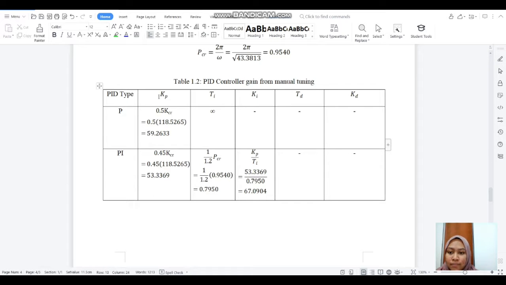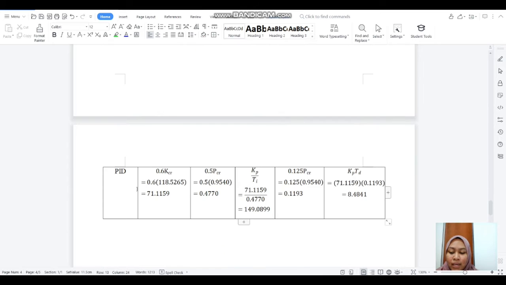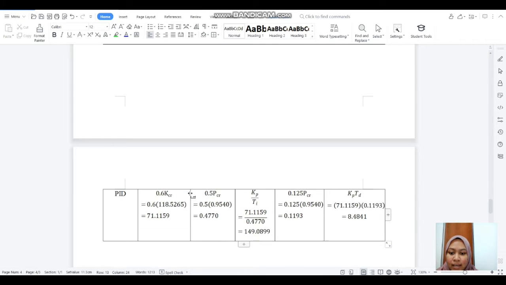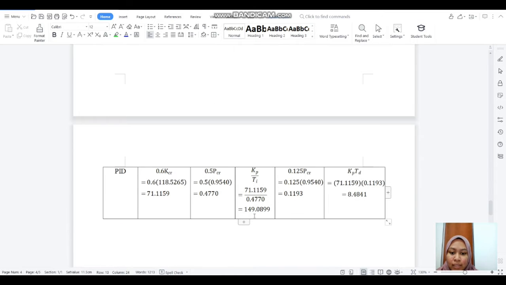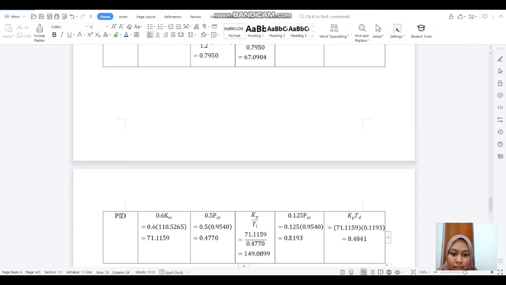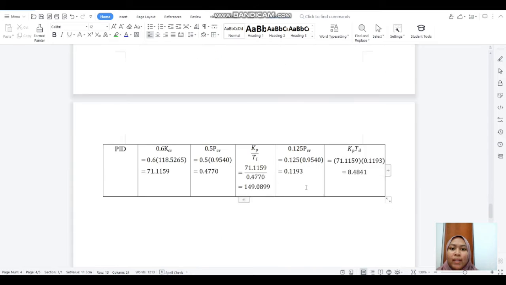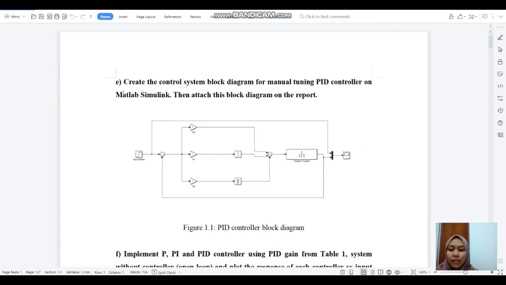For the PI controller, the Kp is equal to 53.3369, Ti is 0.7950, Ki is 67.0904. And then for the PID controller, the Kp is 71.1159 and Ti is 0.4770. And then Ki is 149.089. And then Td is 0.1193 and Kd is 8.4841. And I'm going to explain about part E and part F.